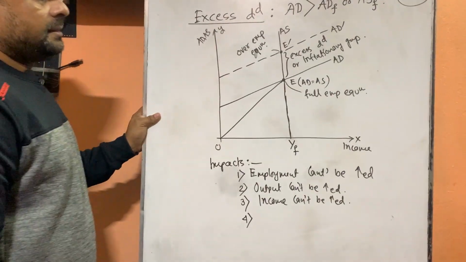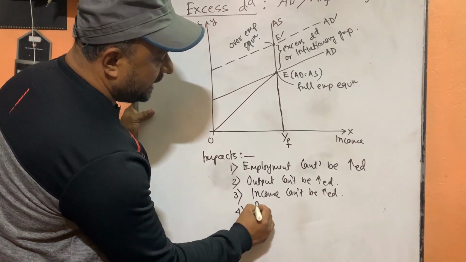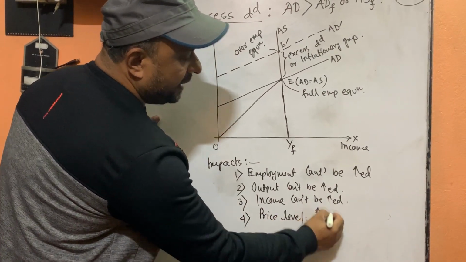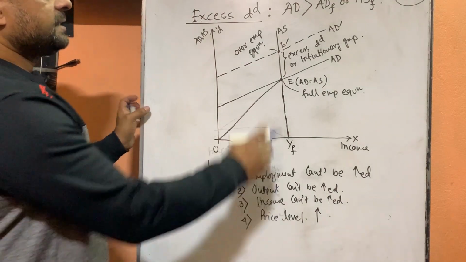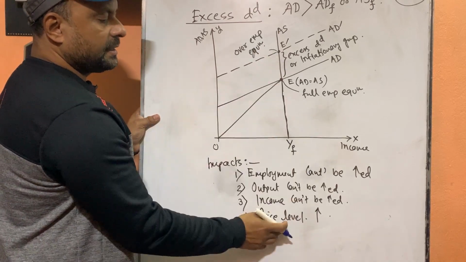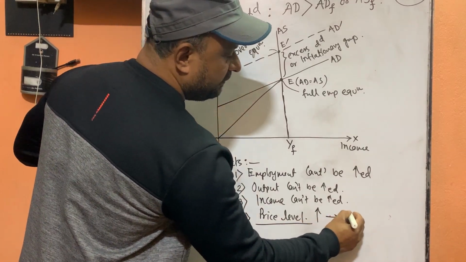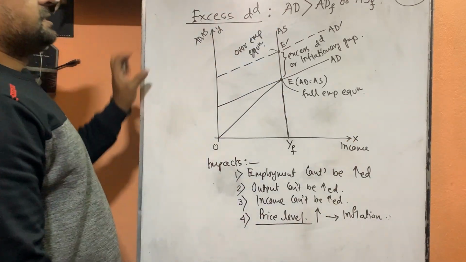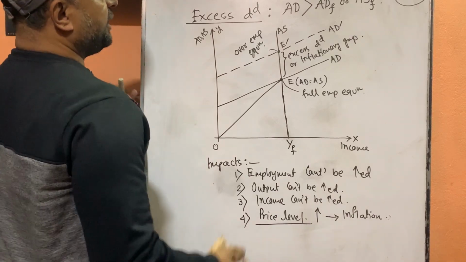Now what happens? The ultimate pressure of the excess demand falls on the price level. The general price level increases in the economy, because income and employment cannot be increased. Due to excess demand, the general price level increases in the country, which creates inflation in the economy. So this is our excess demand. Just the reverse thing is deficient demand.